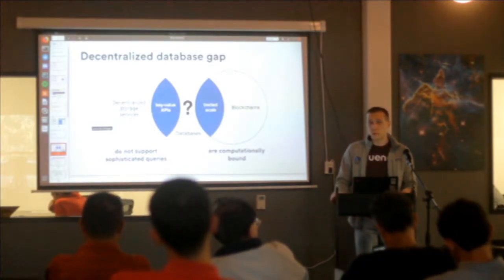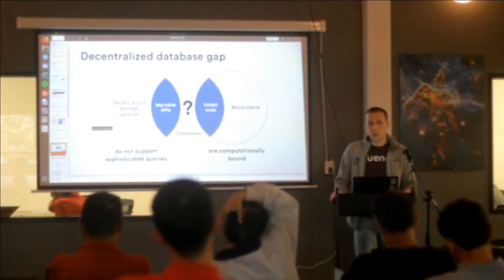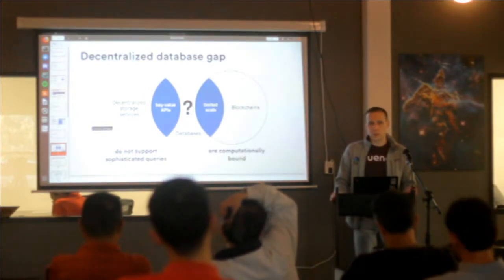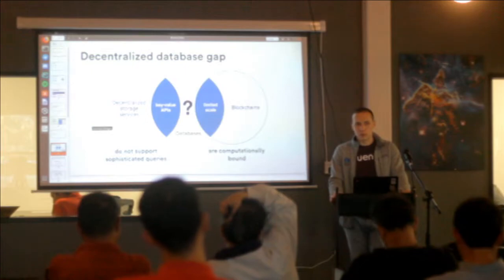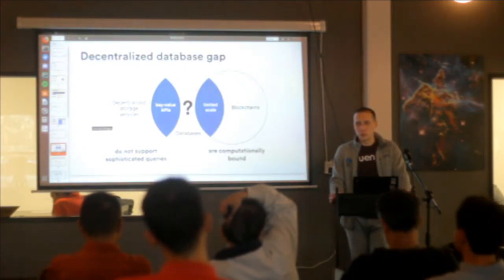You can use a blockchain to store your data and then query it, but that will probably be really expensive if you want some kind of good security. So probably storing a gigabyte of data in Ethereum, you will not be able to do that.